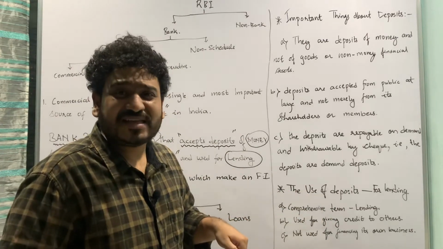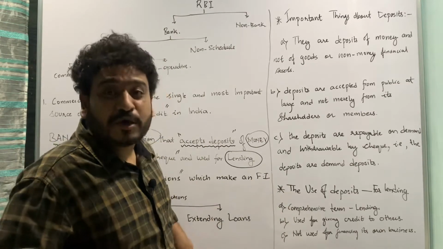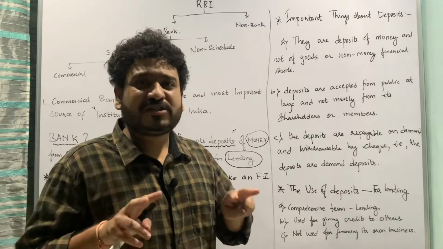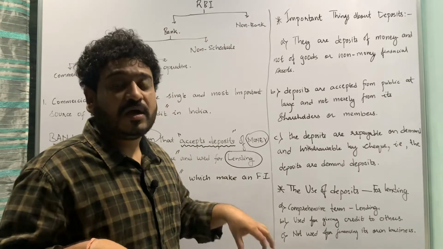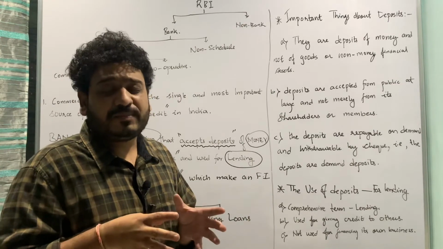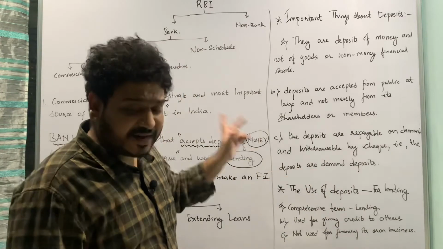Banks can finance their own business from the profits which they earn and not from the deposits which they get from the general public. So these are the two important essential functions which distinguish any financial institution, or to be very precise, a bank, from any other financial institution. I hope the idea is pretty much clear.